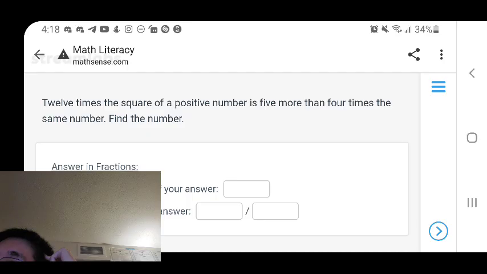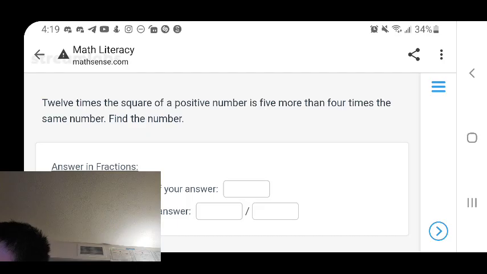4 times the square of a positive number is 5 more than 4 times the same number. Oh, it's 4x plus 5. So the same number is 4 times, and it's less than 5. It's the 5 less. Let me solve this and read it out to myself. It's only one number. Oh, positive number.